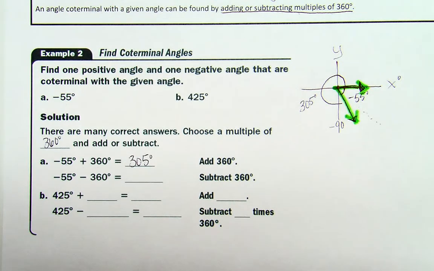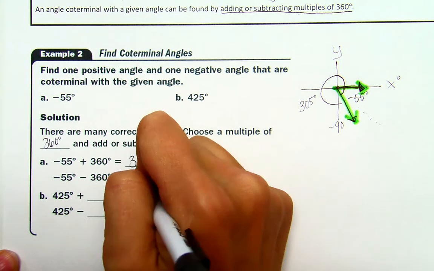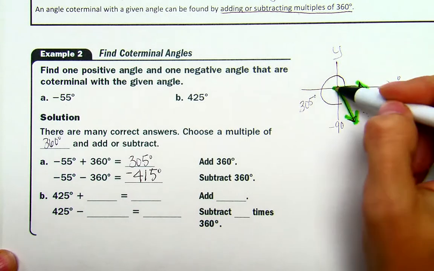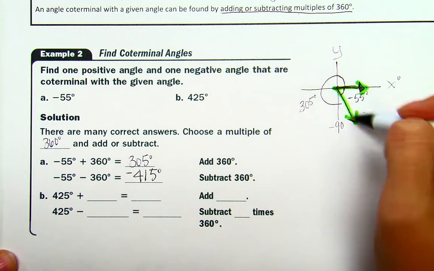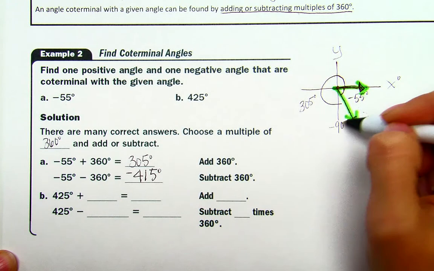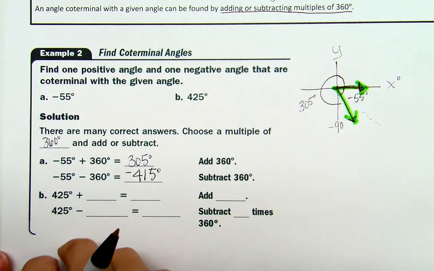You can also find other coterminal angles by subtracting multiples of 360. So if I take negative 55 minus 360, which would be a whole circle, I would get negative 415 degrees. So again, I'm going more negative. If I start off with this angle, go another full circle, more negative, all the way back around, it's going to lay right back on top of those two green pieces.